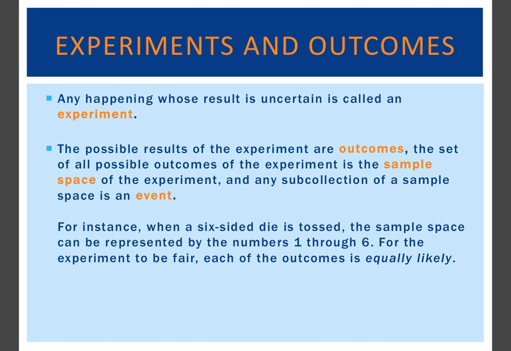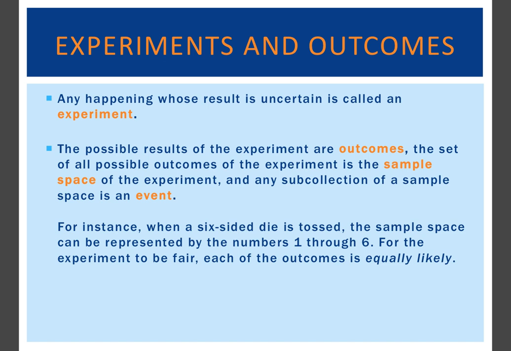The possible results of the experiments are the outcomes. So if I said I'm going to flip a coin, that's the experiment. What's the result of flipping a coin? What could it be? Heads or tails. So heads or tails are the outcomes. The set of all the possible outcomes of the experiment is the sample space. So if I'm listing all the possible outcomes, then that is my sample space. And the sub-collection of a sample space is an event, which is just flipping the coin one time or however many times you want it to be, but that one thing, the result of that would be your event.